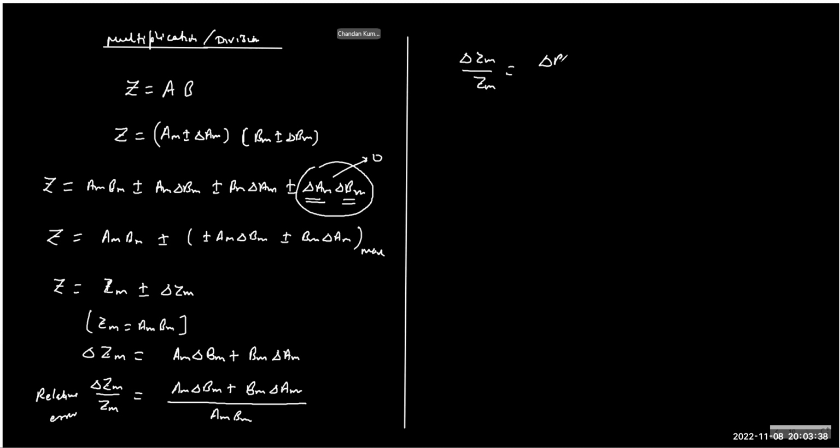So can we write this as delta BM by BM plus delta AM by M? And this is the lesson. In case of product, the relative error of the dependent quantity is the sum of the relative errors. So you add the relative error whenever you have something either multiplied or divided. Is this clear? Yes.